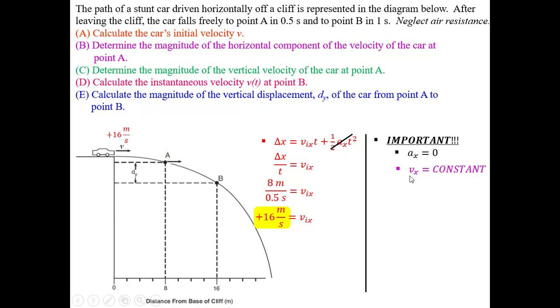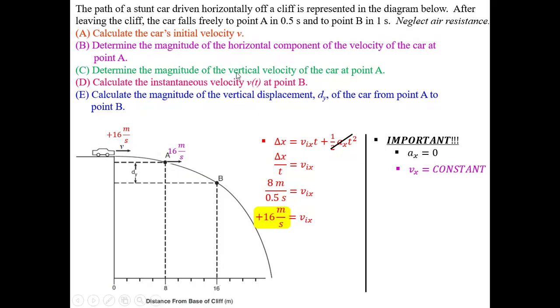So here I made a statement for you, which is important: Vx stays constant. Therefore, we already found initially that the car is moving in the horizontal direction at a rate of 16 meters per second. Well, the answer for part B needs to be the same because Vx cannot change. It must remain constant for the whole entire duration. Okay, so that's that.